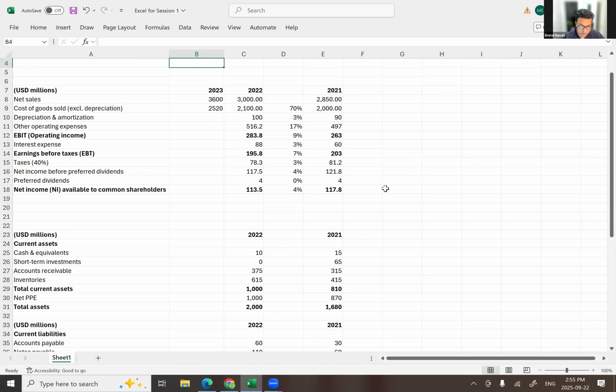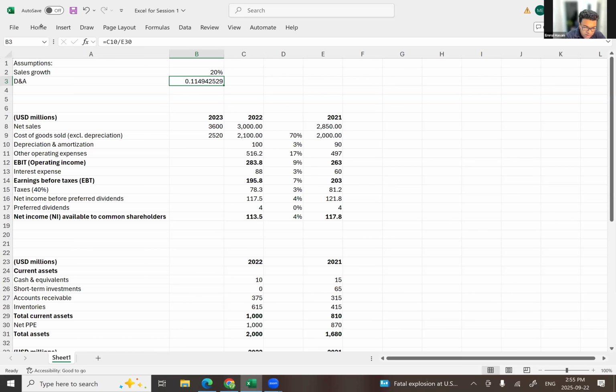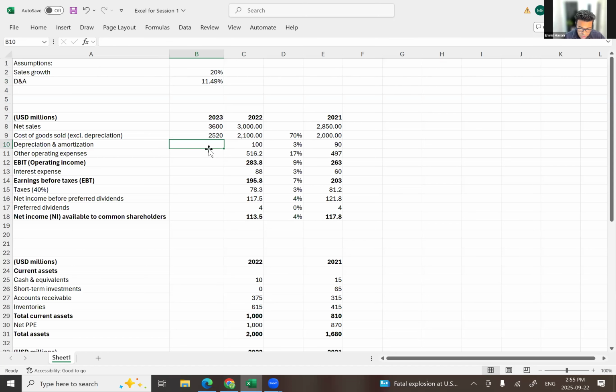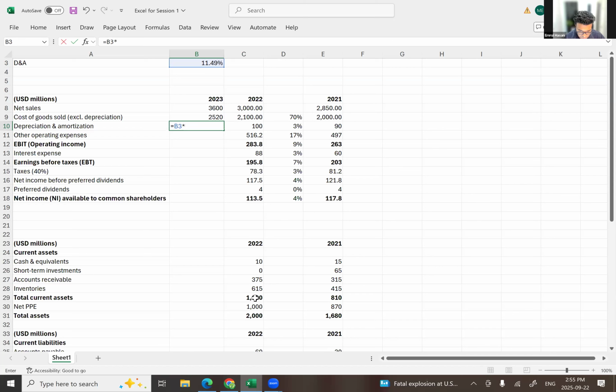It's about 11.5%. So I'll keep it at this. So always better to have two decimal places. Okay. So let me show you how I do depreciation now. My 2023 depreciation would be 11.49% of 2022 net PPE of 1,000. Whatever that number is, I will make it look nicer later.